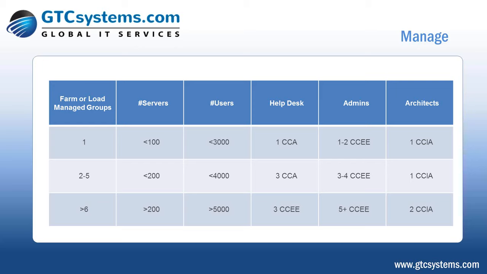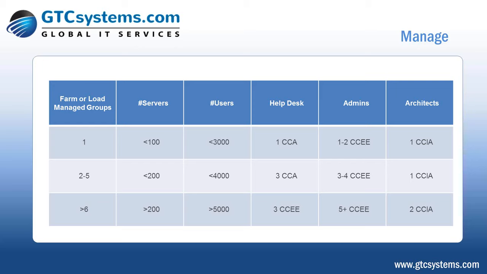Okay, so once we get everything deployed, you need to come and let Bruce get you all trained up so you can manage it. And this comes straight from Citrix Consulting Services: how many people you need and what level of skills they need to manage this environment after we've done the design and stood it up and put it in place. If you have fewer than 100 servers or fewer than 3,000 users, they recommend one CCA on your help desk, one to two CCEEs, which are enterprise engineers, I've lost track, and a CCIA, which is an infrastructure architect.